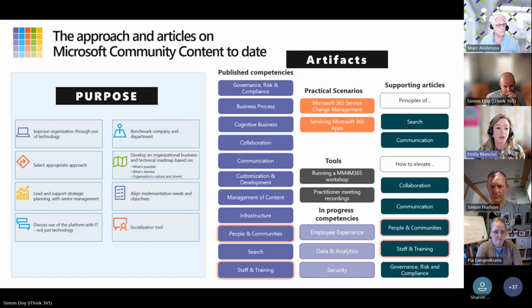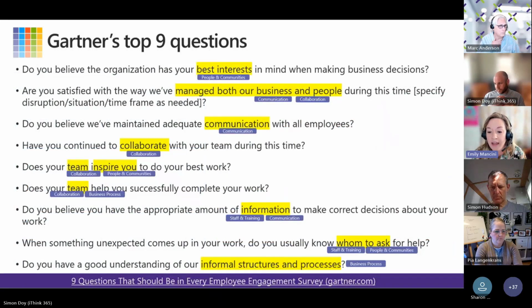So let's dive into employee experience and the exercise I did trying to map our current competencies to some of the external resources that we have from Gartner, for example. On our next slide, they have the top 9 questions that should be in every employee engagement survey. Employee engagement is a piece of that employee experience. Of course, we're aiming to have those very engaged employees.